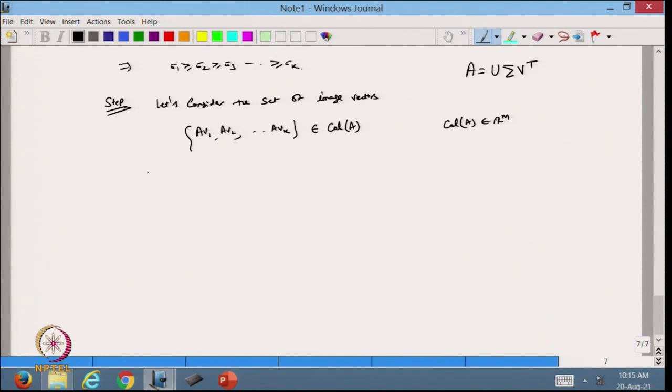Also, since v1, v2 and so on are all orthogonal to each other, that we already know. Now, let us see what is going to happen if I take the dot product of Avi with Avj.